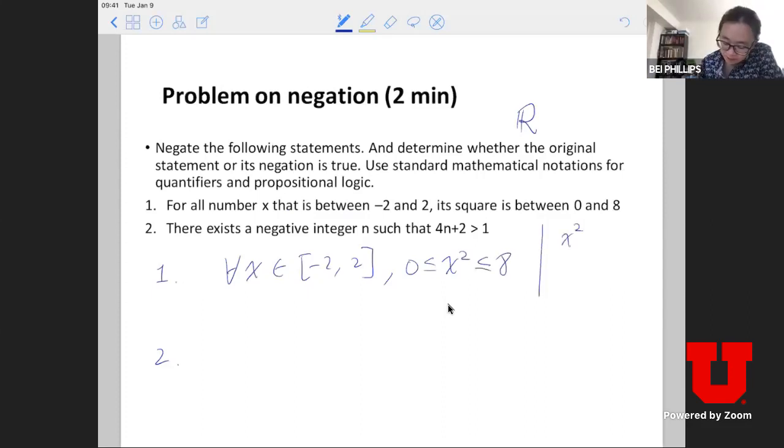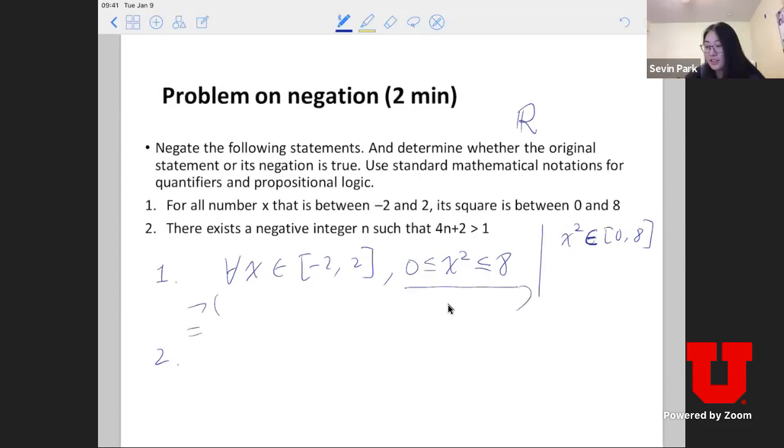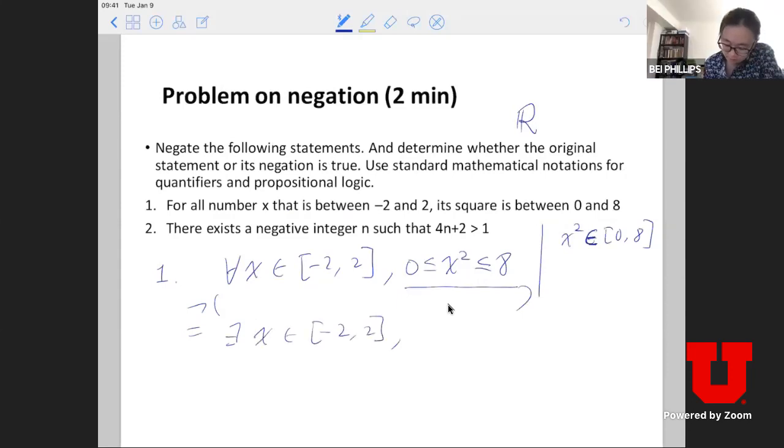Alternatively, you can also write this thing too. So this is a symbol. If you have not seen it before, later on you can use this symbol, which is belong to, an element of the set, but you can use this symbol right here, which is bigger or equal to. So now the negation of the statement. The negation is there exists an x that's between -2 and 2 where x squared is less than 0 and x squared is greater than 8.